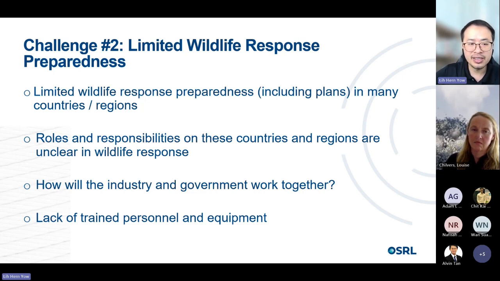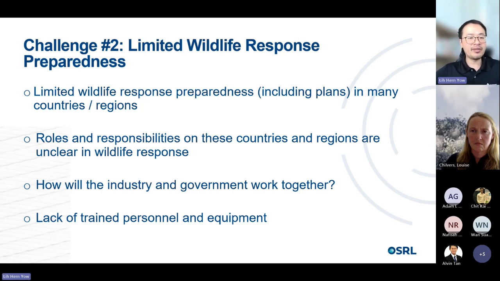And the question, of course, is how can the industry and the government work together? Because in the industry, we have a set of good practices, we have the community of practice that can be used when it comes to planning for wildlife preparedness, and that can be shared with the government.